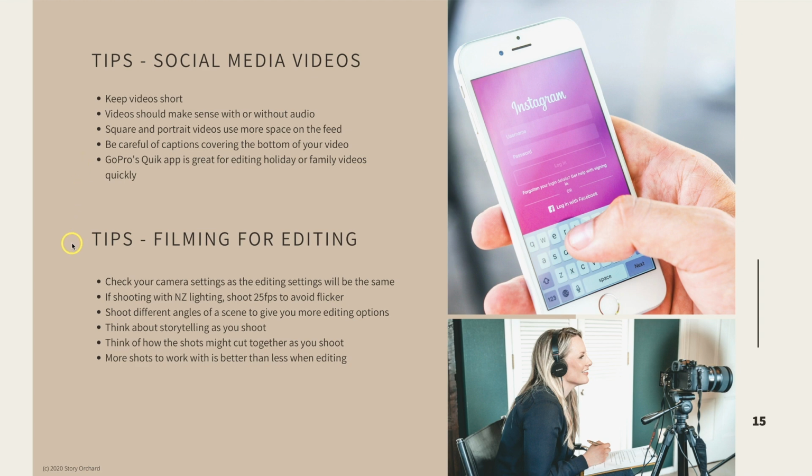Then, tips for filming for editing. When you start editing a lot, you will realize there are things that you can do when you're filming to save your time in the edit. One of those things is make sure you're happy with your camera settings at the time of filming, because they will dictate what your editing settings will be.